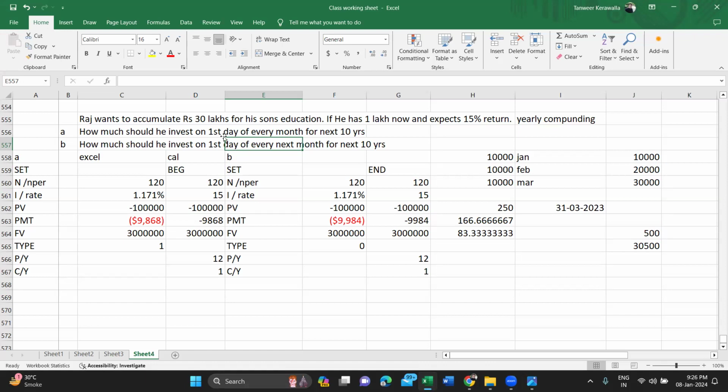So if it's 1st of every month, you use begin mode. 1st of every next month, use end mode, right? In your computation, although it's an investment, they have specifically told you to use end mode. You have to use end mode. So sometimes the question can be a little confusing, but with practice you will come to know what to do, right? So this is your one example of a question. I have done that, this next month thing is over.